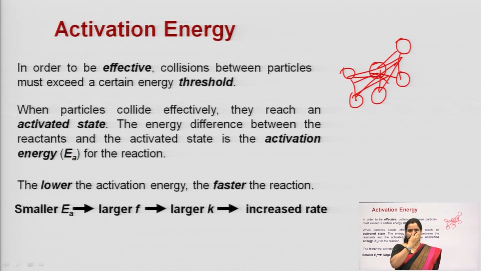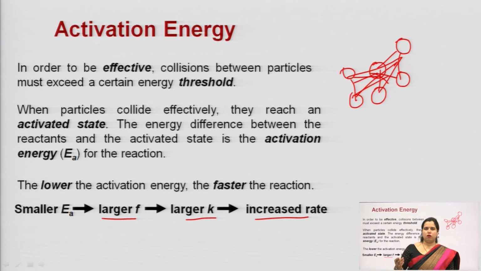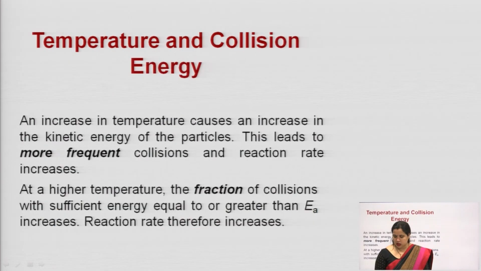So, the lower the activation energy, the faster the rate of reaction. Smaller E A values generally give larger F values, a higher rate constant and an increased rate of reaction. So, this is the inverse relationship of activation energy and the rate of reaction. In order to be effective, collisions between particles must exceed the energy threshold, so they reach an activated state.